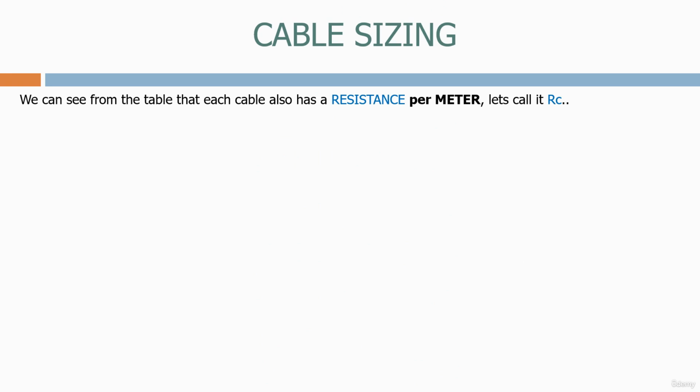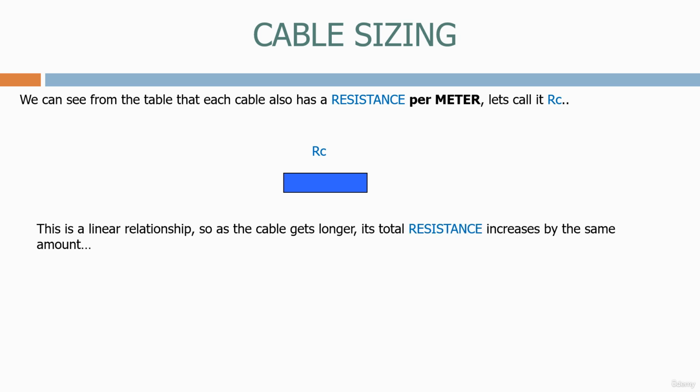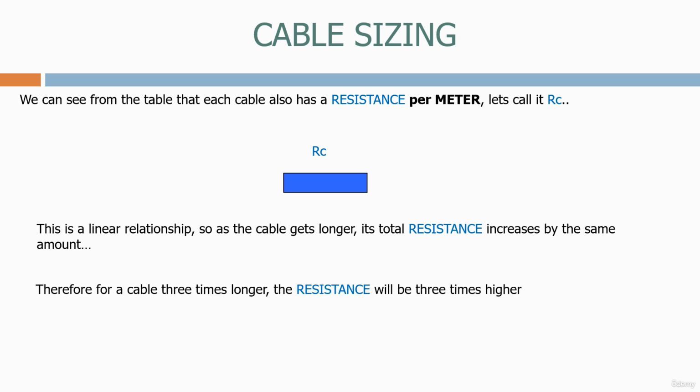We can see from the table that each cable also has a resistance per meter. Let's call it RC. This is a linear relationship, so as the cable gets longer, its total resistance increases by the same amount. Therefore, for a cable 3 times longer, the resistance will be 3 times higher.